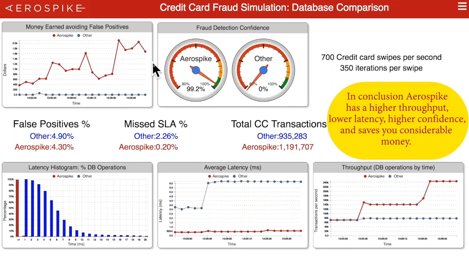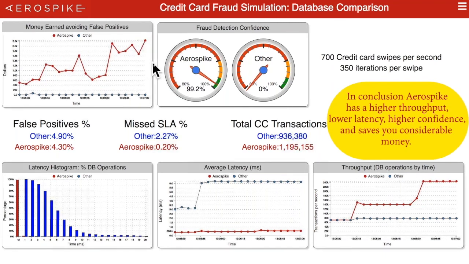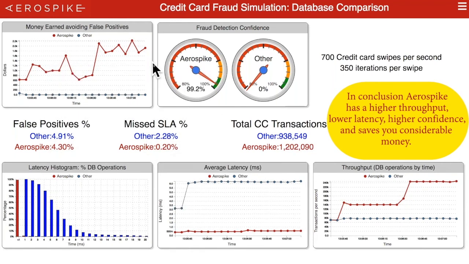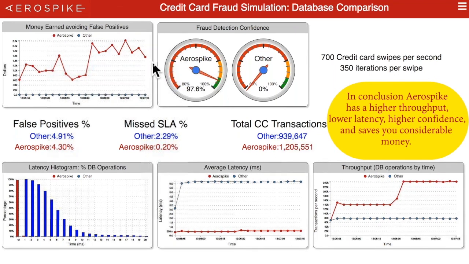So in conclusion, from this demonstration, we can see that Aerospike clearly has higher throughput and lower latency, which provides your fraud detection algorithm with more data in a shorter amount of time. This allows your fraud detection algorithm to operate with a higher confidence factor and produces fewer false positives, consequently saving you considerable money. Thank you.